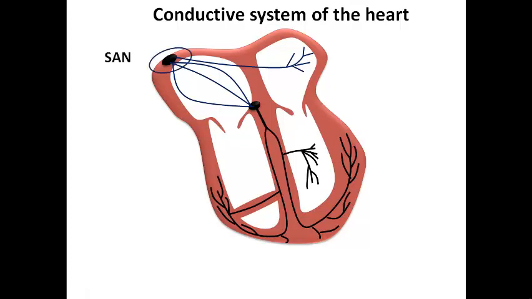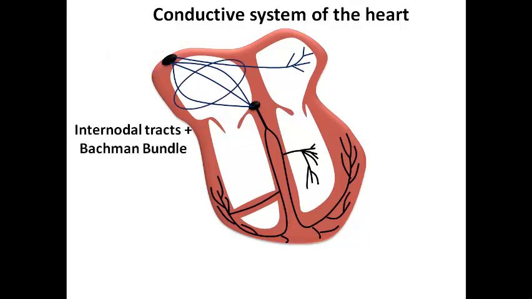First of all, we know that the first part of the conductive system starts in the normal pacemaker of the heart, which is the SA node, which lies in the right atrium in the subepicardial region. From the SA node arise three internodal tracts: anterior, middle, and posterior, transmitting the impulse to the AV node, and also the Bachmann bundle, which transmits the impulse from the right atrium to the left atrium, resulting in left atrial depolarization.